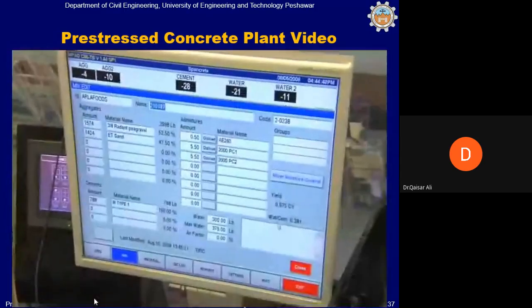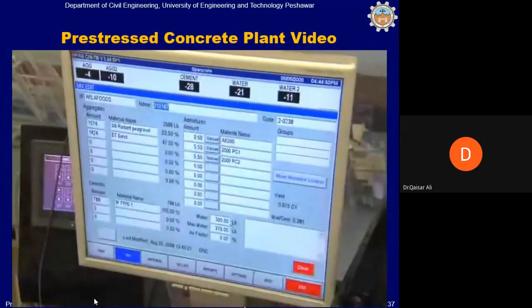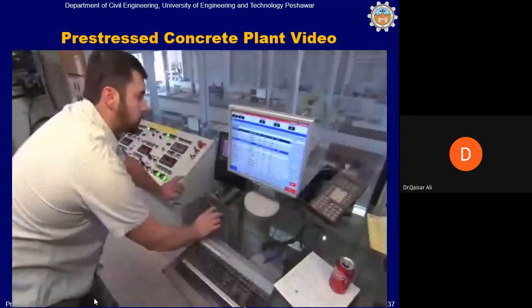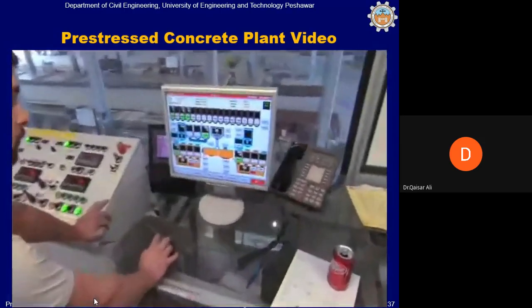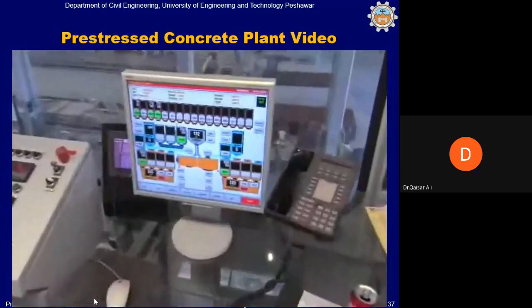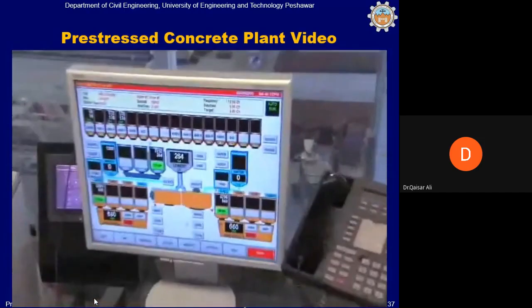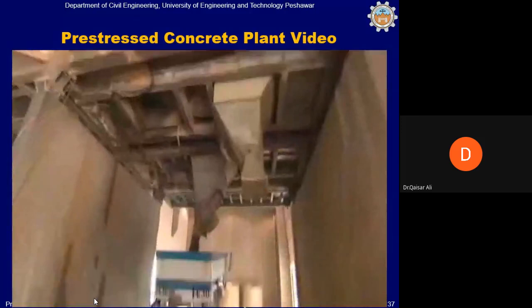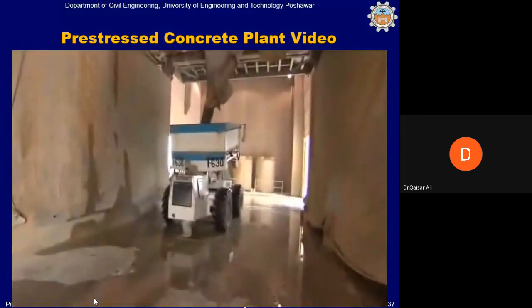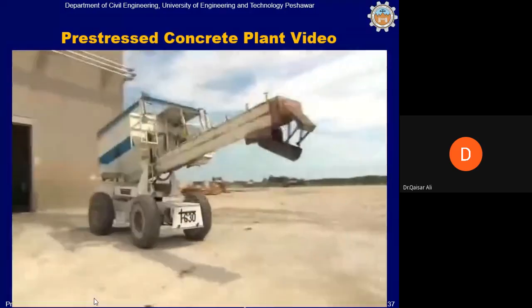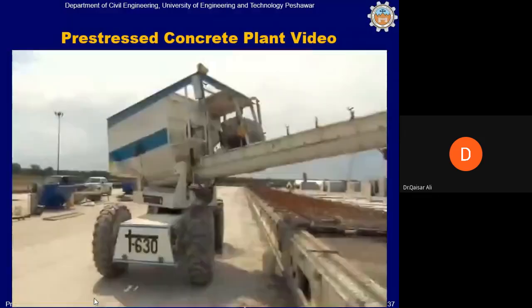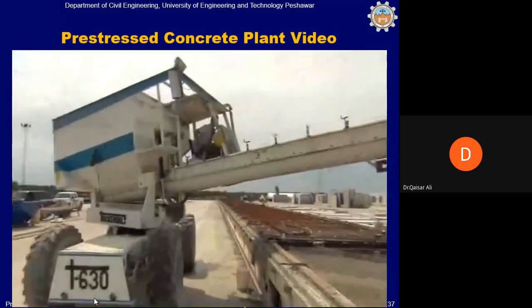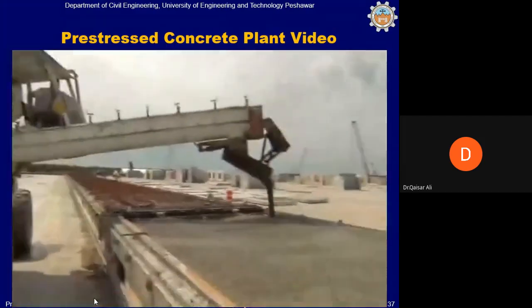Computers are used to proportion the materials for the desired concrete mix. Cement, sand, stone, water, and admixtures are measured according to signals from the computer. After the concrete is mixed, it is discharged into a delivery device. It's imperative that the concrete mix be delivered to the form as soon as possible. These vehicles are called tuckers, and they are used to deliver the concrete to the bed in the yard.